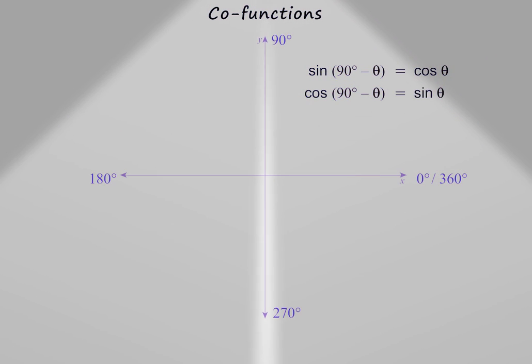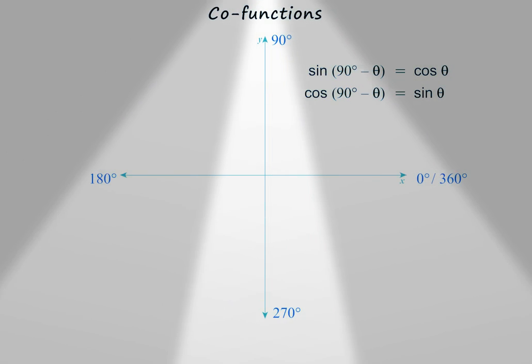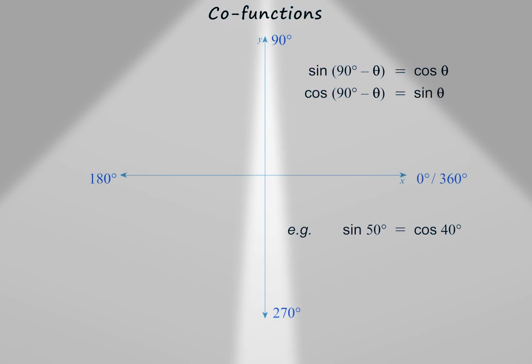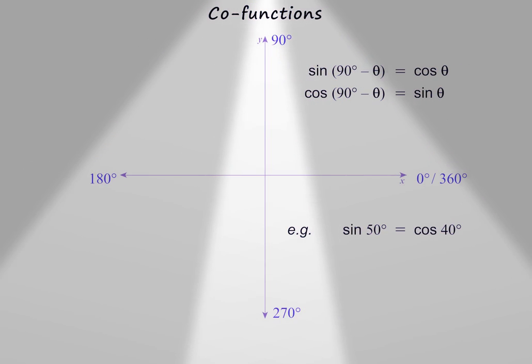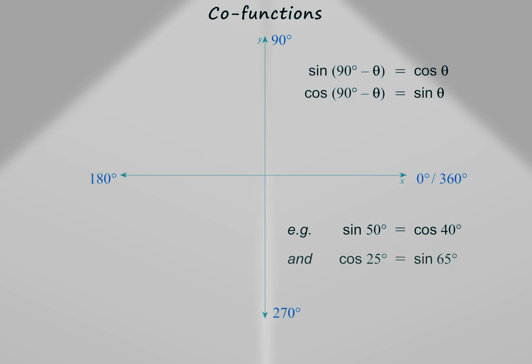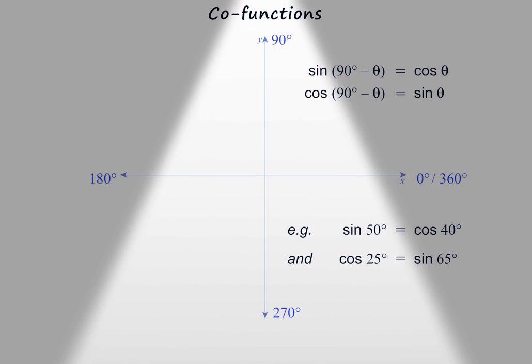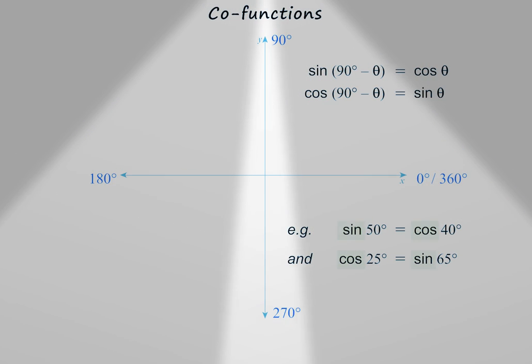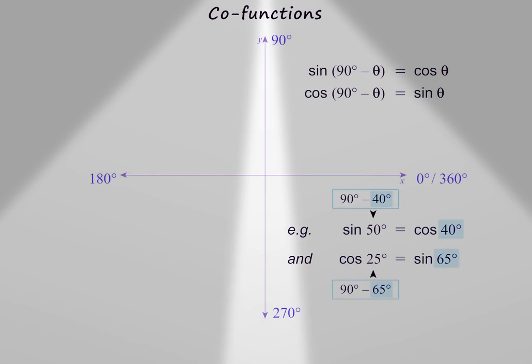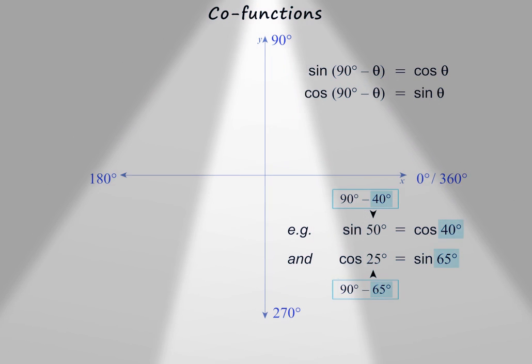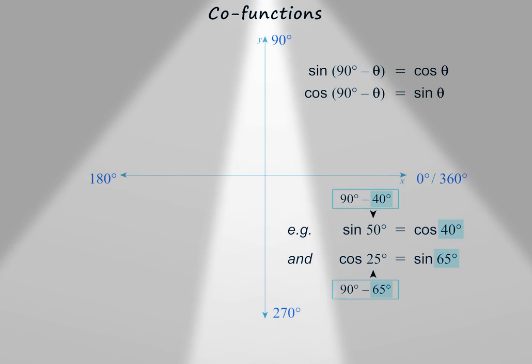All the angles involved here are acute angles. In other words, they all lie in quadrant 1. In terms of specific values, it means that sine 50 degrees will be equal to cos 40 degrees, or that cos 25 degrees will be equal to sine 65 degrees. In other words, the trig functions change to their cofunctions, and the angles add up to 90 degrees. In other words, they are complementary angles. If you don't believe that this is true, click the pause button and check on your calculator.